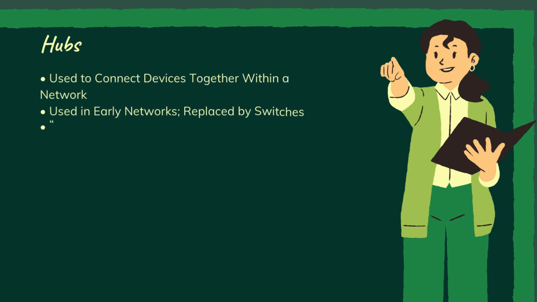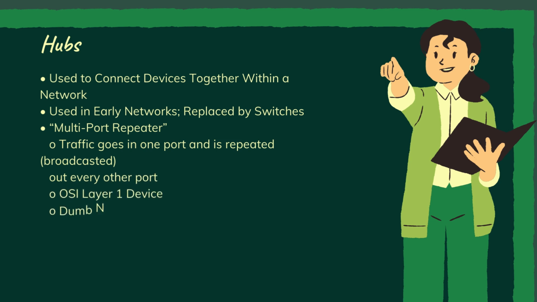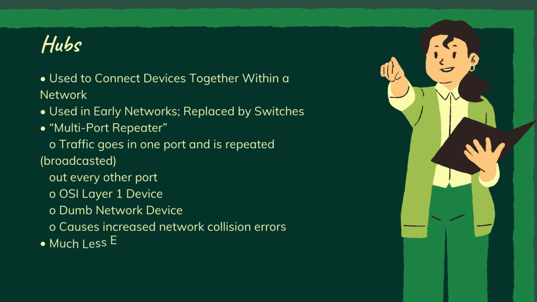Hubs. Used to connect devices together within a network. Used in early networks, replaced by switches. Multi-port repeater. Traffic goes in one port and is repeated, broadcast out every other port. OSI Layer 1 device. Dumb network device. Causes increased network collision errors. Much less efficient than a switch. Legacy equipment, no longer used.